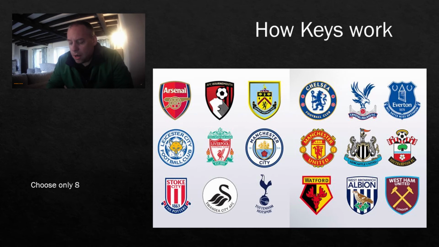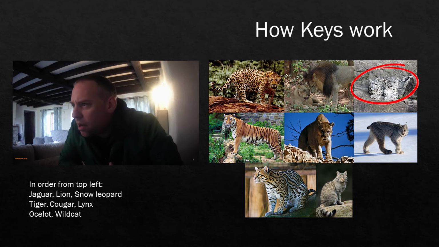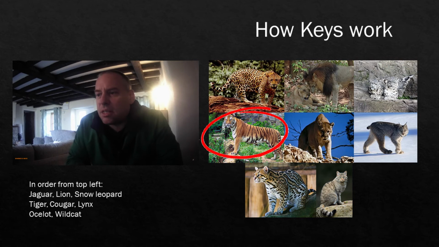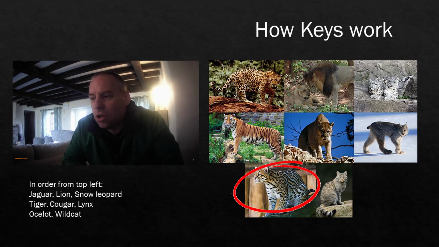The second one is much harder. These are different types of cat. Now I've put the order in there, so it goes from the top. That's a jaguar, then there's a lion, then there's 2 snow leopards. So well camouflaged, aren't they? We've got a tiger, we've got a cougar, we've got a lynx, we've got an ocelot, and we've got a European wildcat. Now, in order to do this key, you're probably going to have to do a little bit of research on each of those cats in order to work out how to separate them.